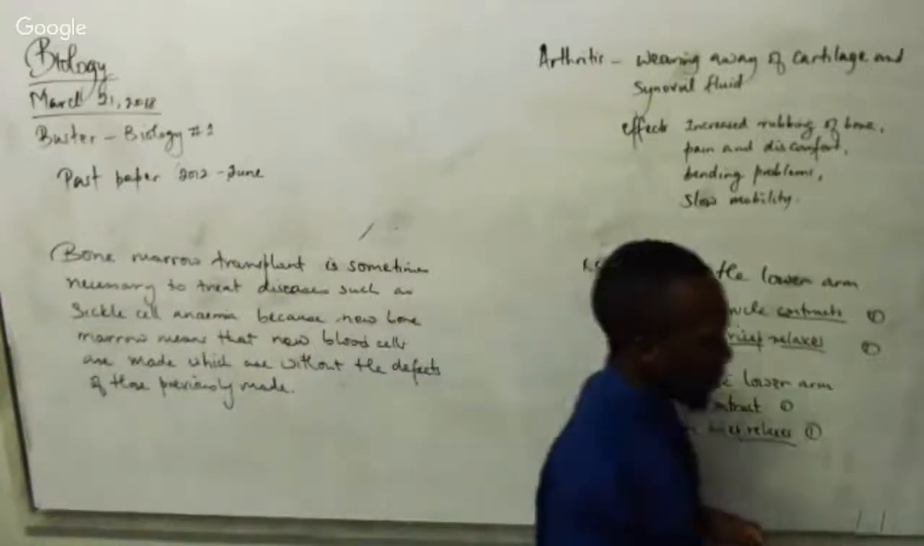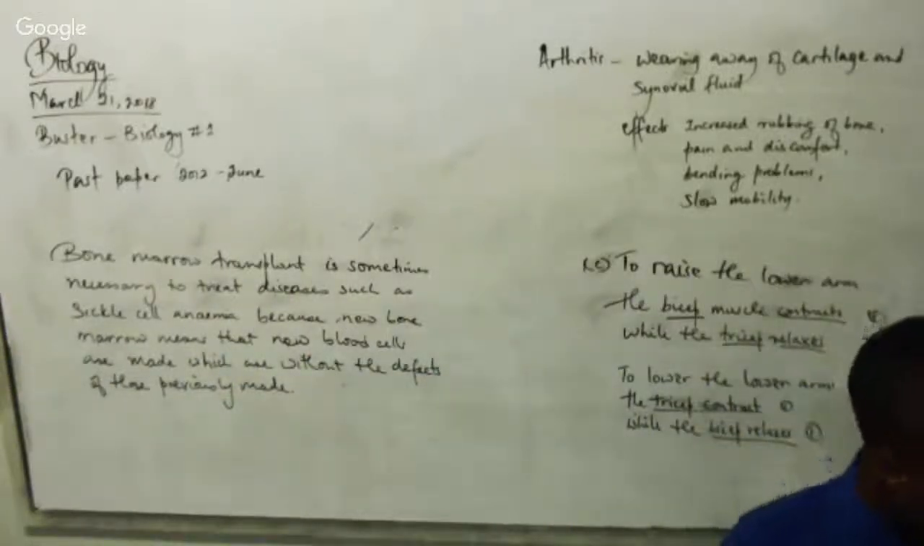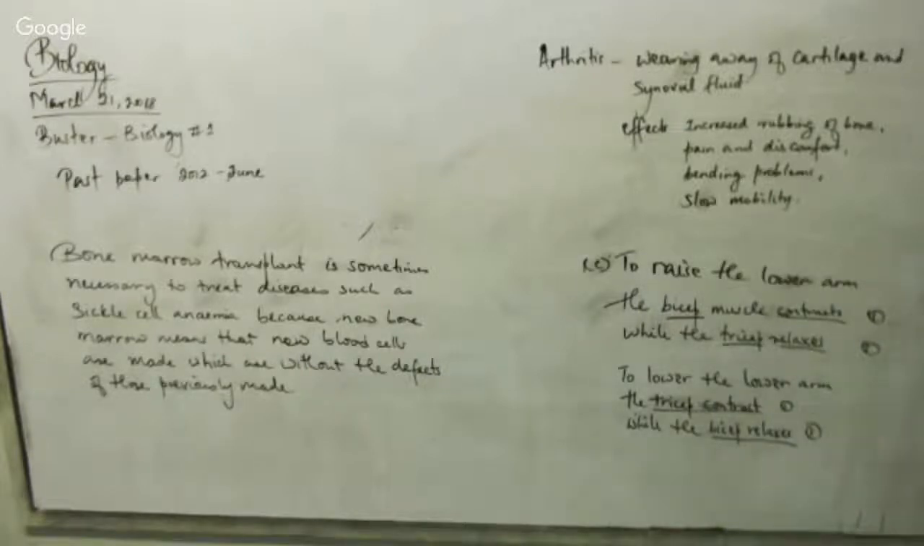You can make your explanation shorter. I'd give an example. If you want to make it really simple, you can say blood cells are made in the bone marrow, and therefore, with bone marrow transplants, new, different blood cells are going to be made.